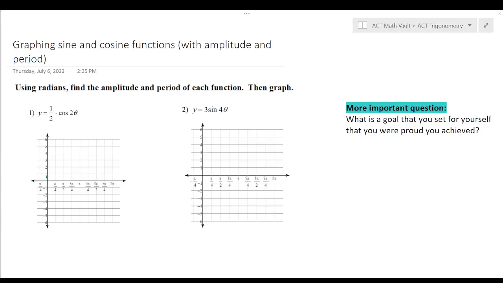Hi everyone, in this video I want to talk about graphing sine and cosine functions along with amplitude and period. And here are the two problems that we'll do.